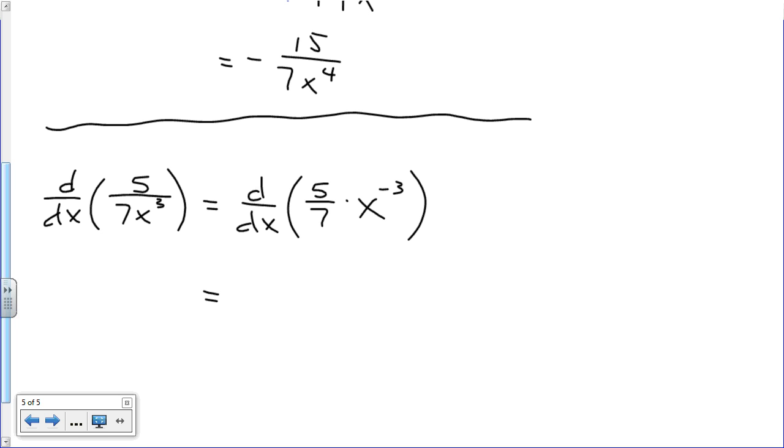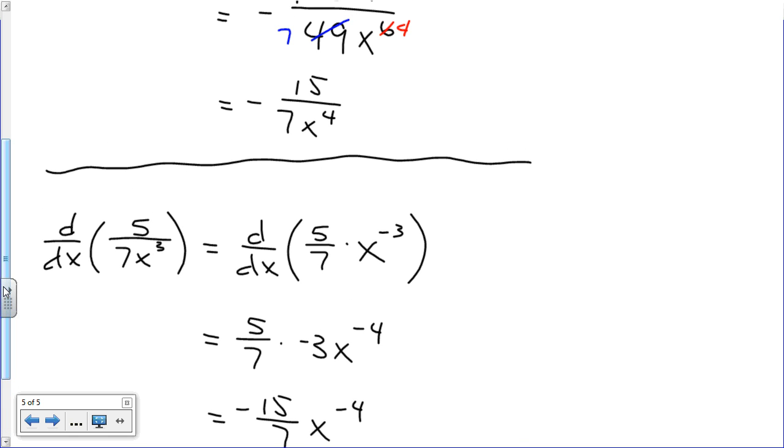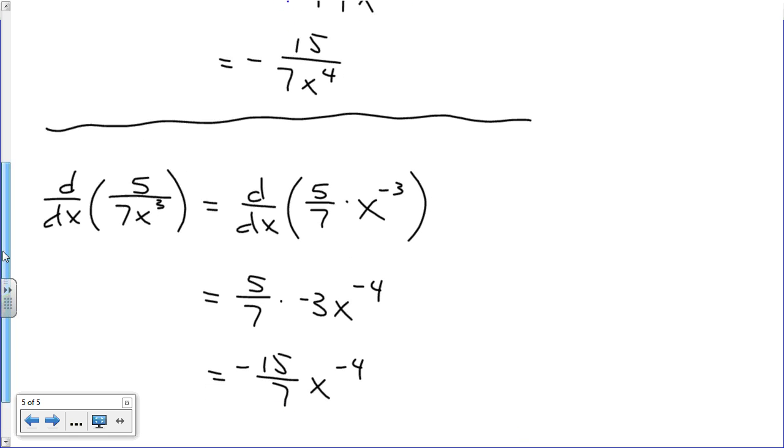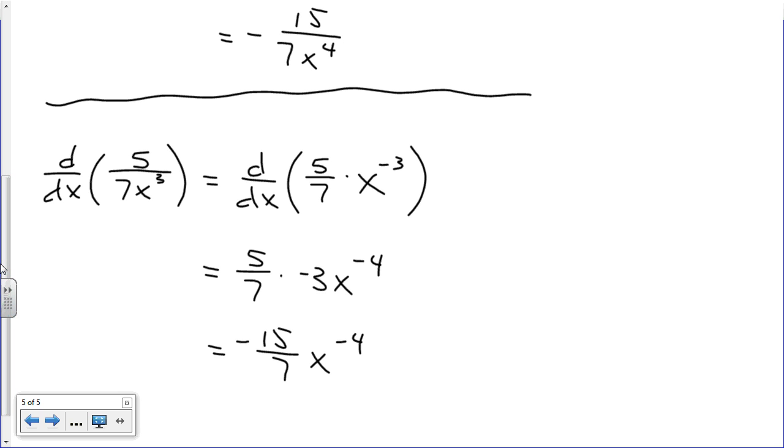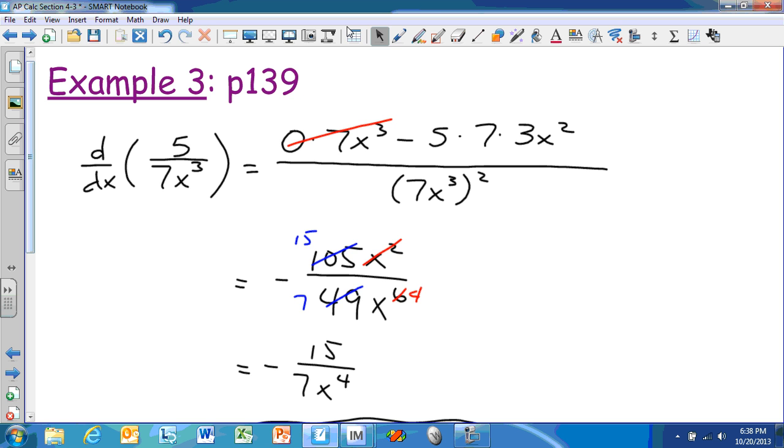So we've got a constant times a power function here. So the derivative of this is the 5/7 times a negative 3 x to the negative 4. So a negative 3 times 5, that's a negative 15 over 7 x to the negative 4. And of course, I can rewrite that and put the x to the 4th in the denominator and get the same thing that I had up above there. Okay, definitely, like I say, this second method is a lot easier to do, but I want you to get practice using quotient rule. So at least attempt it with that method. You can always go back and double check your work the other way. That is the end of this section for us.